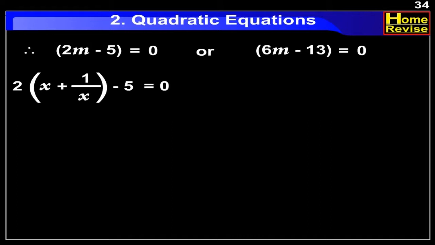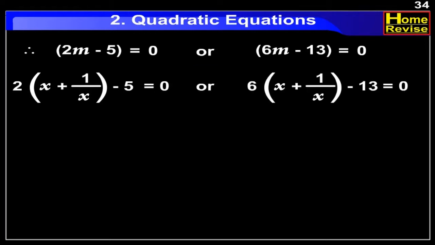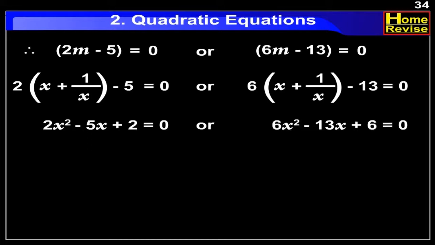Or 6 into (x plus 1 upon x) minus 13 is equal to 0. After solving the brackets, we get 2x square minus 5x plus 2 is equal to 0, or 6x square minus 13x plus 6 is equal to 0.